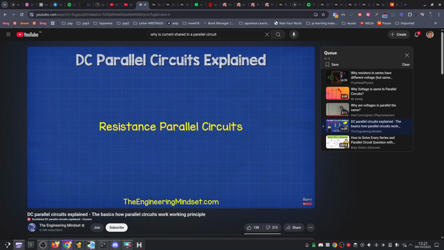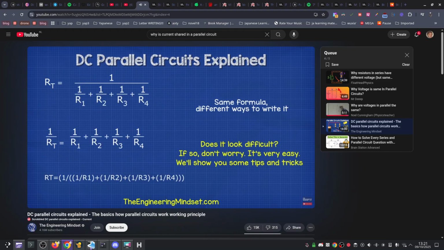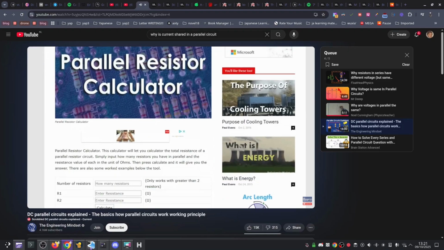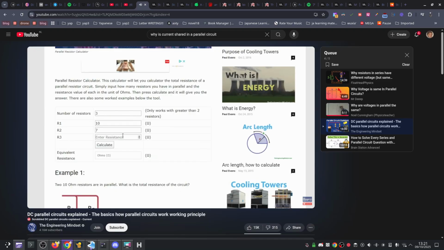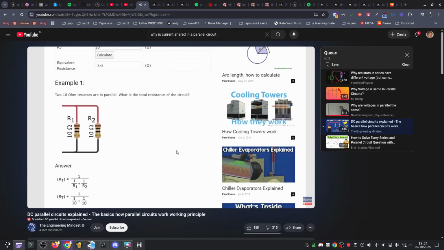Okay, so how do we calculate the total resistance in a parallel circuit? This is the part which people struggle with the most. It looks difficult because of this formula, but it's actually very easy and I'm going to show you how. And to make it even easier, we built a free online calculator for you, and this will help you find the total resistance in your parallel circuit. You can find links to this in the video description down below.